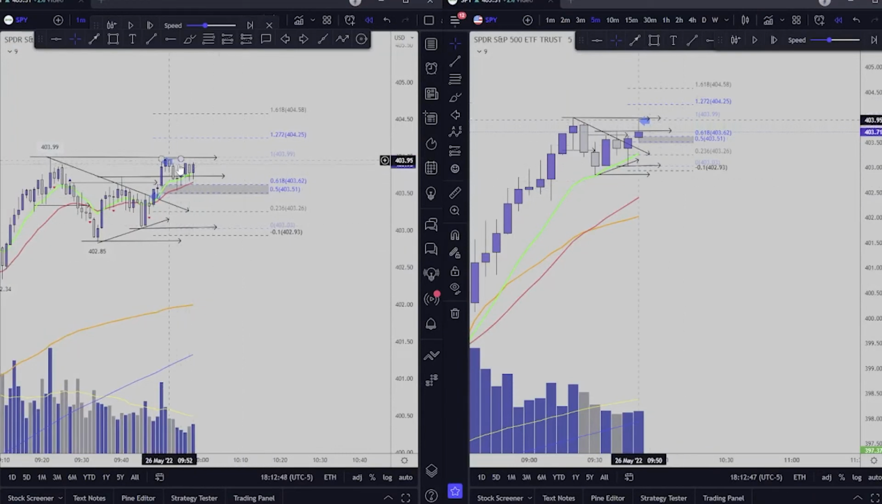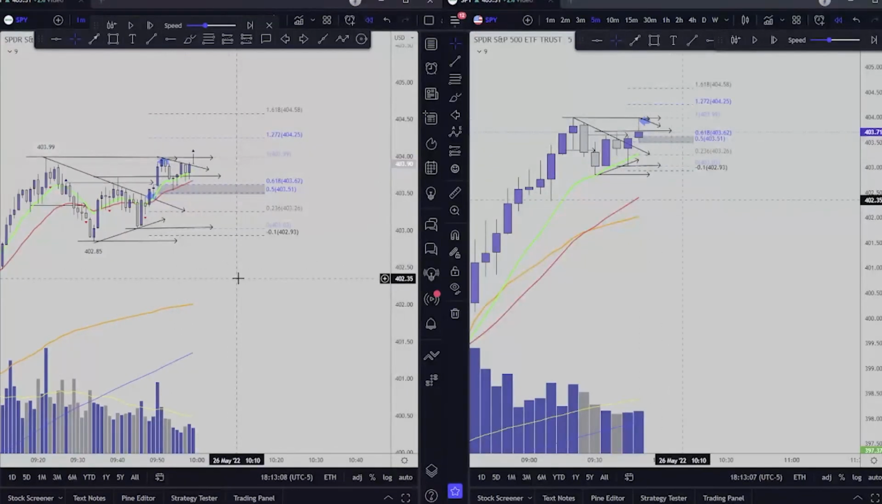And you see here, it's just another flag continuation. Right after the break, you will get that pullback, which will create a flag to continue to the upside. And you see the wicks are telling you that, hey, buyers are here. There's no sellers. There's no upper wicks here. There's just these lower wicks here. Holding the ratio, holding the retest. Let's see what happens, right?